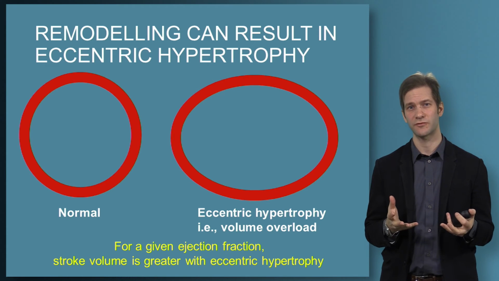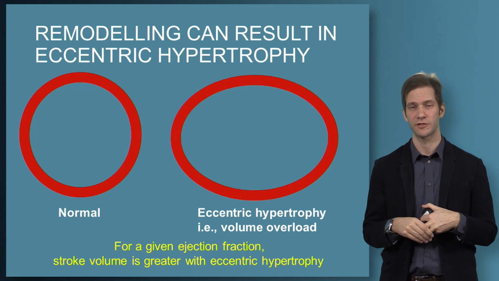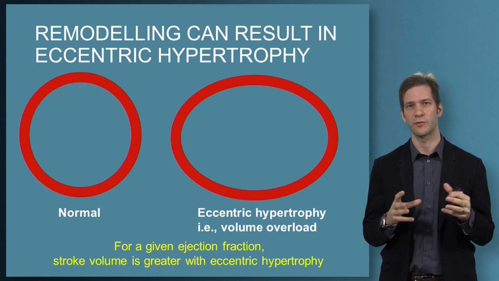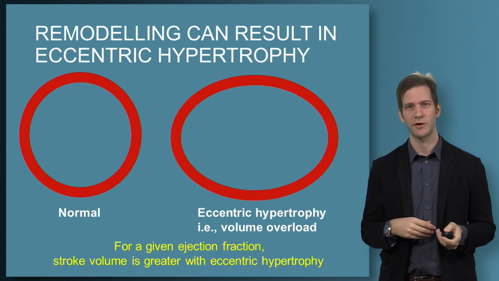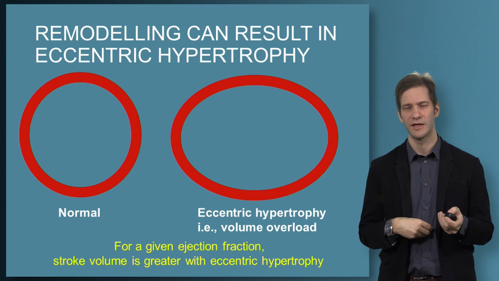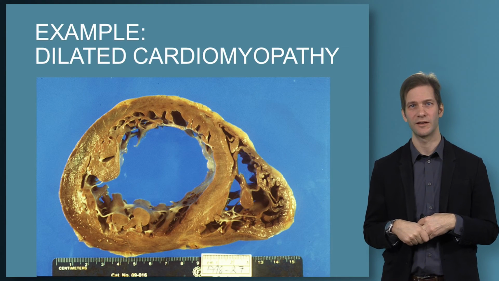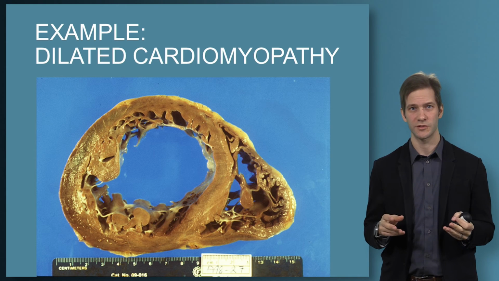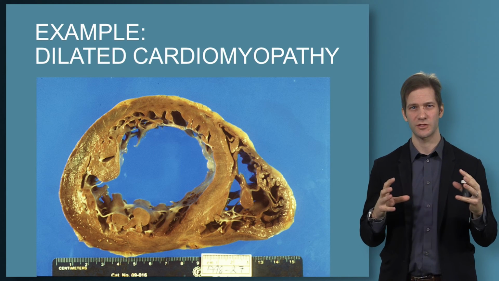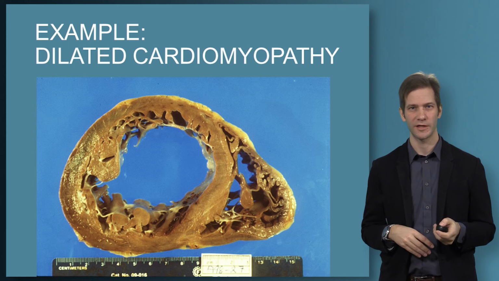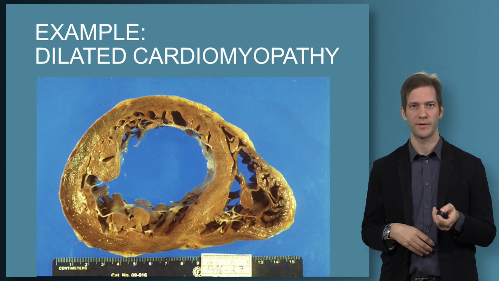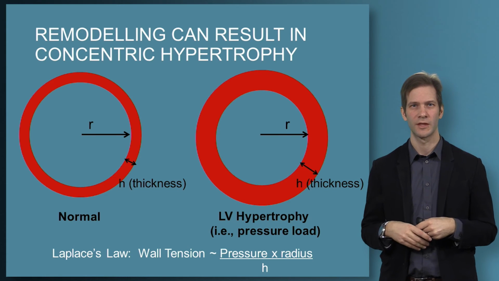For a given ejection fraction, or the amount of blood ejected as a function of what you start with in end diastole, there's a greater stroke volume with eccentric hypertrophy. And so that's part of the adaptation, but unfortunately, as indicated, this is later maladaptive. Here's an example of a dilated heart. We call this dilated cardiomyopathy. It could be from a number of causes, but you can see that the heart is big, eccentric, and floppy looking, and does not have the normal spherical shape and mechanical advantages.